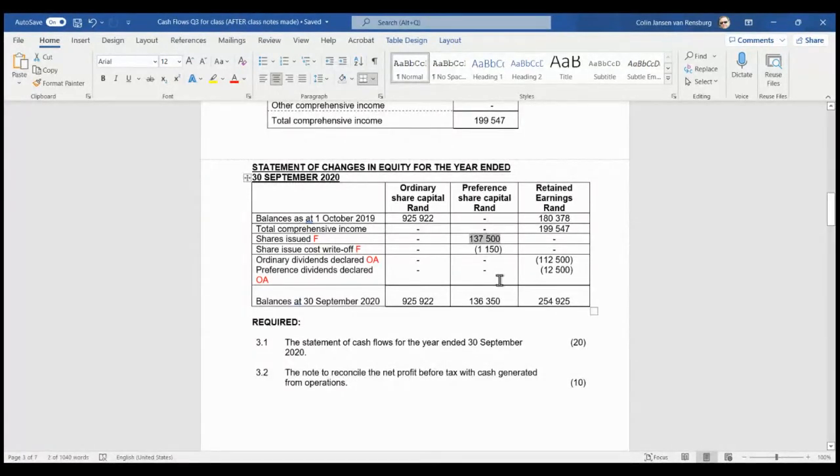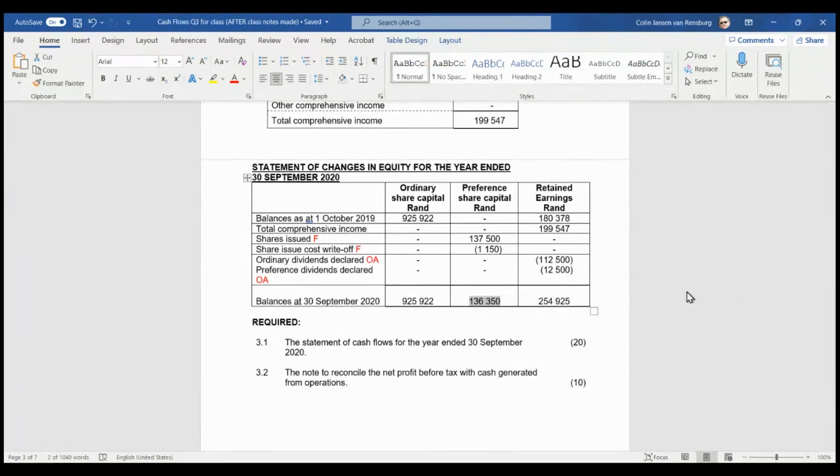And the gross amount for which we issued shares appears to be 137,500 rands, and it seems like we've written off share issue cost to that account during the course of the year, which means that our closing balance is 136,350. So that 136,350 rands would represent the net amount, not the gross amount like the 137,500, but the net amount that landed in our bank account because of the issue of preference shares.